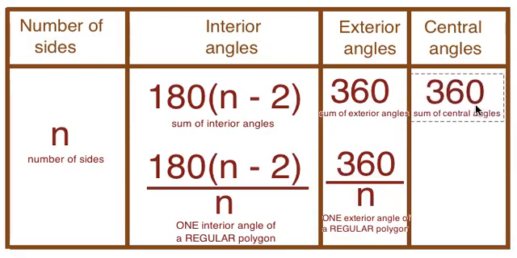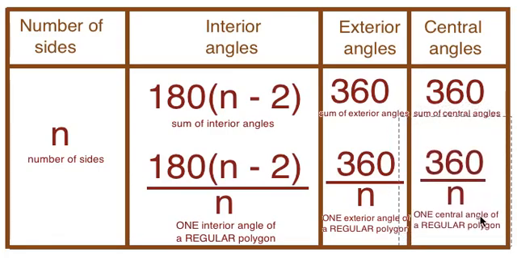As it happens, the formulas for central angles are the same. It makes sense that all the central angles, the middle of a regular polygon, will add up to 360 as well. And if you want to find out just one central angle, you share it out between however many central angles you need, because that's the same as the number of sides, and that gives you one central angle of a regular polygon.